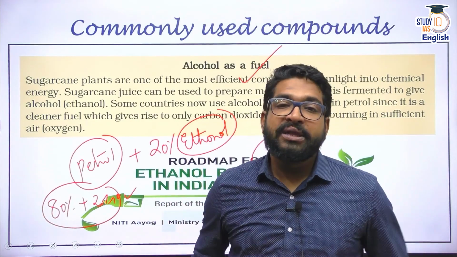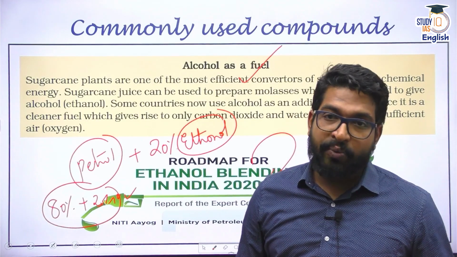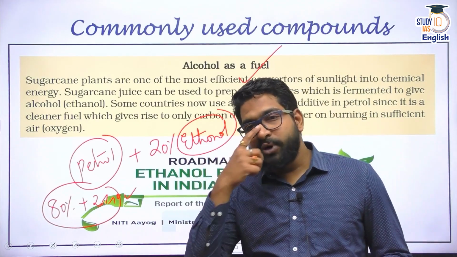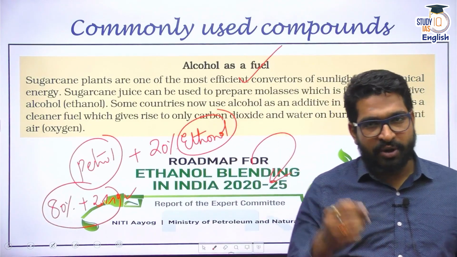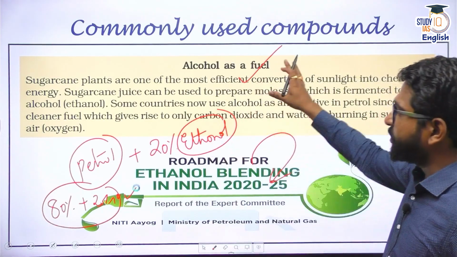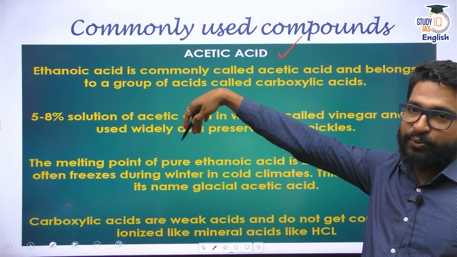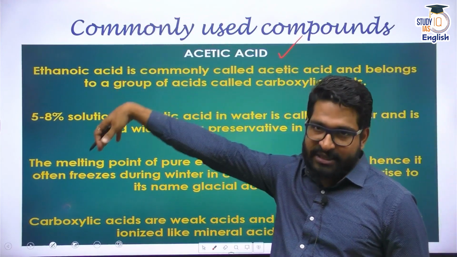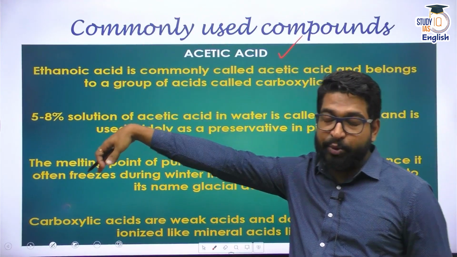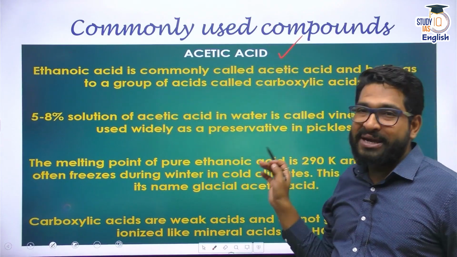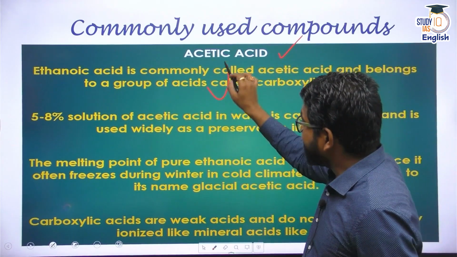You can read about the case study of how Brazilians have introduced different flex-fuel engines in their country. You can always read about that, right? Now, apart from ethanol, there is also acetic acid, or ethanoic acid. I told you that if you oxidize ethanol using a strong reagent like potassium dichromate, it leads to ethanoic acid. Ethanoic acid is nothing but acetic acid.